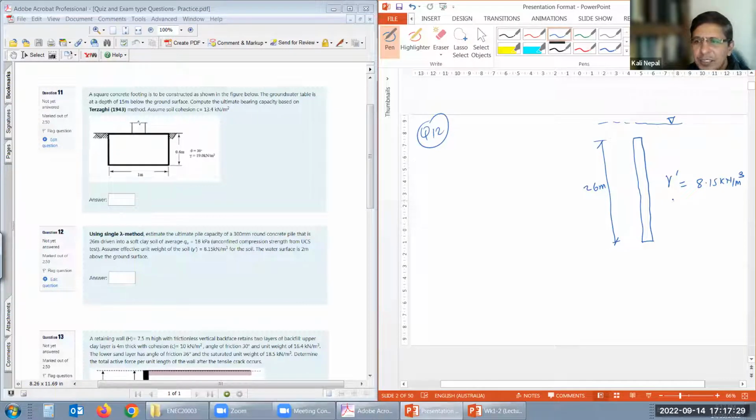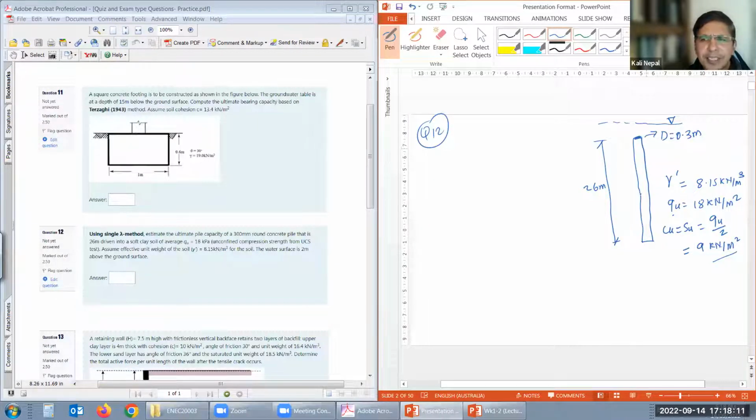So what is QU? 18 kilonewton per meter square. But from QU, you always convert into CU or SU, whatever you use in the formula. It's half of QU, the unconfined compressive strength. So that means 9 kilonewton per meter square. Now we know the C value. The pile is round, so circular, and the diameter is 0.3 meter. Always use meter and kilonewton units.